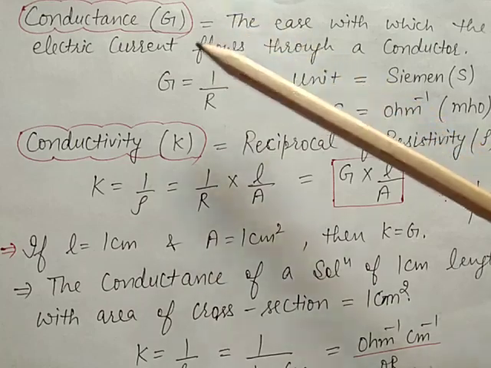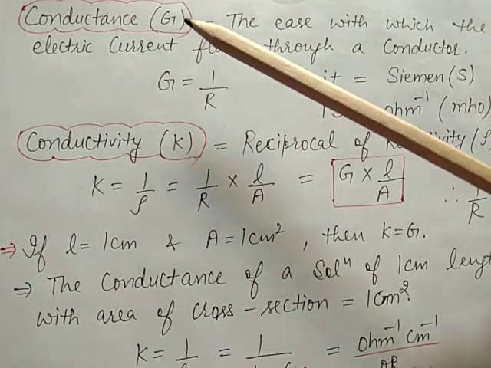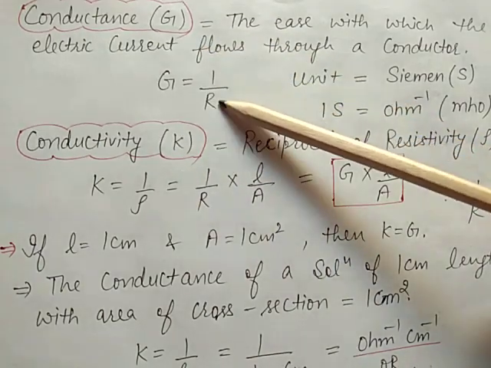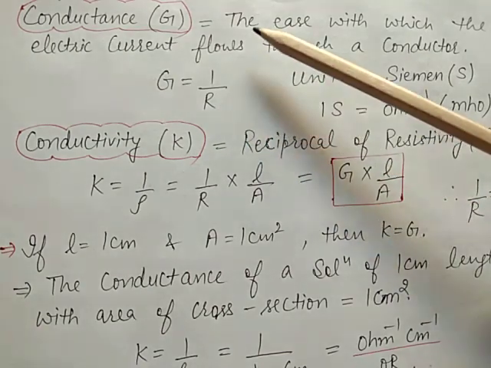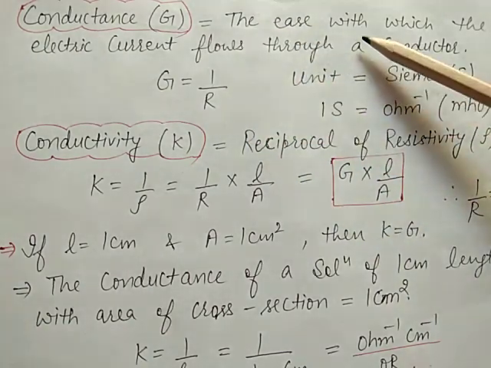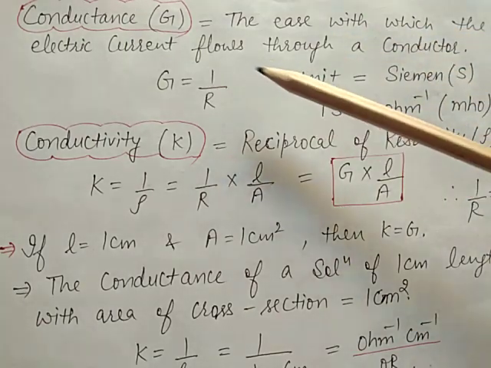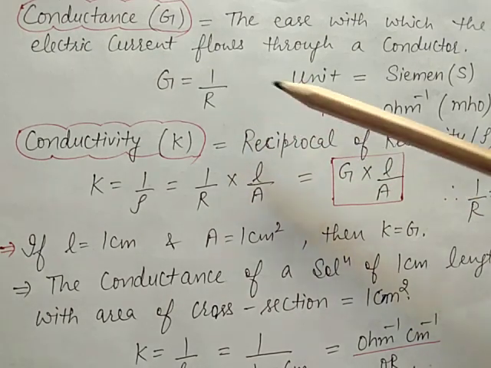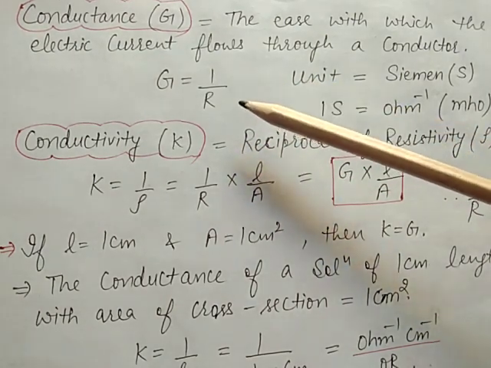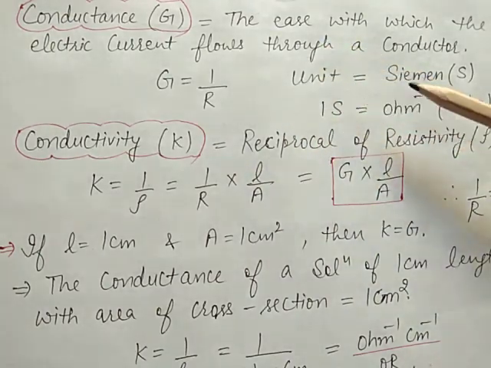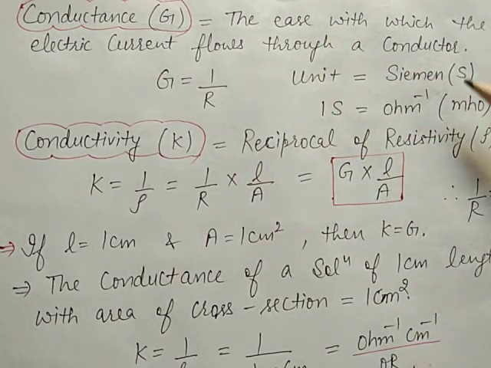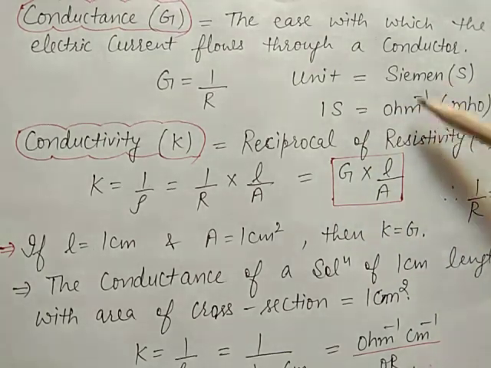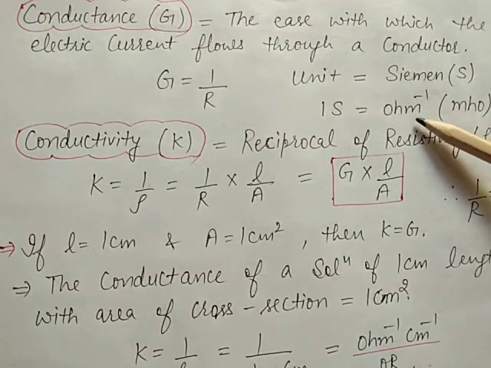Now the next definition is conductance. Conductance is denoted by G. It is the reciprocal of resistance, or it is defined as the ease with which the electric current flows through a conductor. Means G is equal to 1 by R. Its unit is Siemens. It is denoted by S. 1 Siemens is equal to per ohm, the inverse of ohm, that is mho.